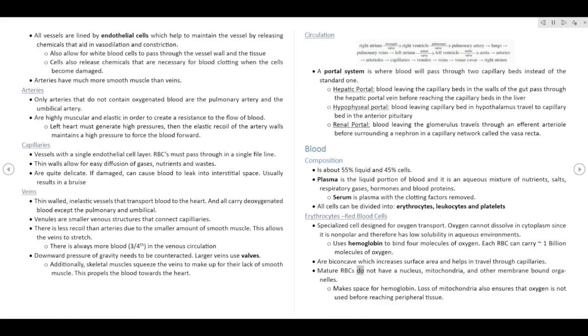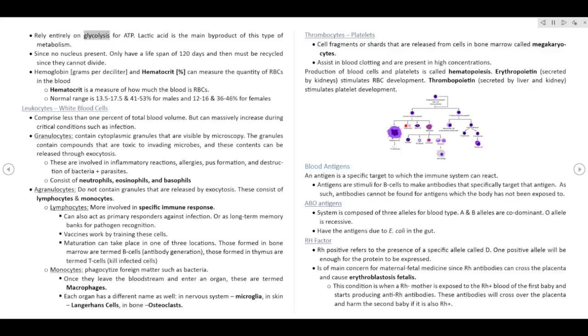Mature RBCs do not have a nucleus, mitochondria, and other membrane-bound organelles. Make space for hemoglobin. Loss of mitochondria also ensures that oxygen is not used before reaching peripheral tissue. Rely entirely on glycolysis for ATP. Lactic acid is the main byproduct of this type of metabolism. Since no nucleus is present, they only have a lifespan of 120 days and then must be recycled since they cannot divide.